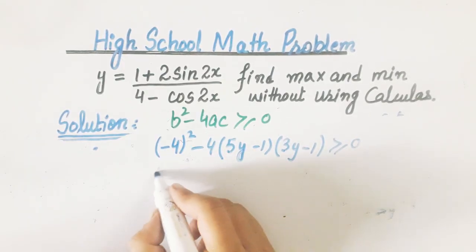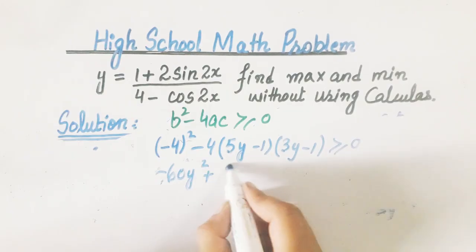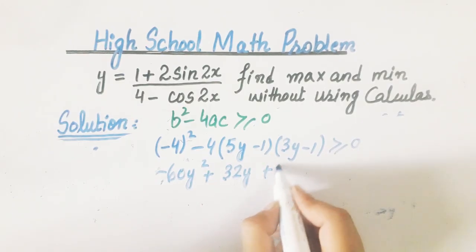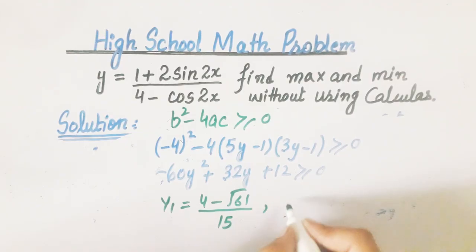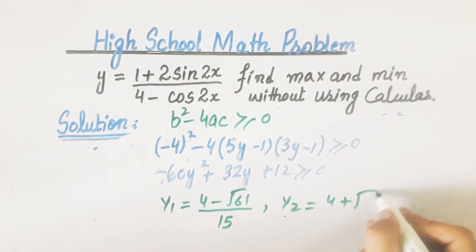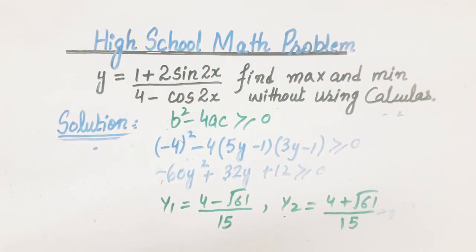By solving this, we will get minus 60y square plus 32y plus 12, and this is greater than or equal to 0, which implies that we will get two answers for y: y1 equals (4 minus square root of 61) divided by 15 and y2 equals (4 plus square root of 61) divided by 15. These are the two values for y1 and y2. So now we will write the answer. This is the minimum because this is negative. So this is the minimum and this will be the maximum.